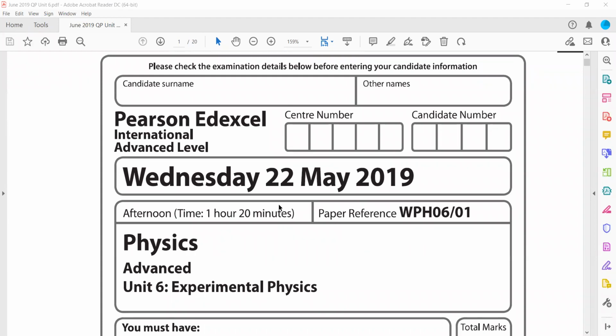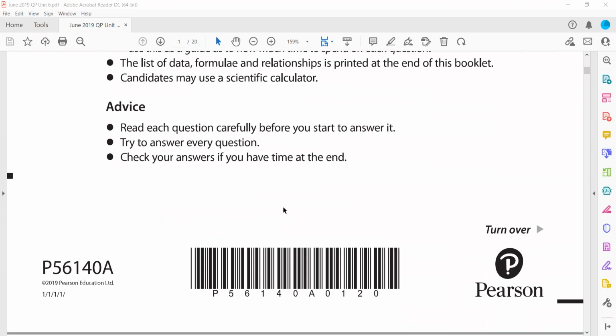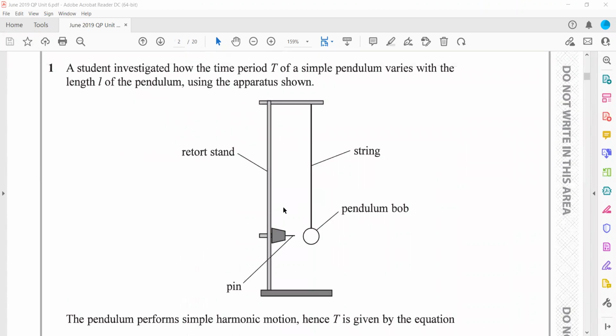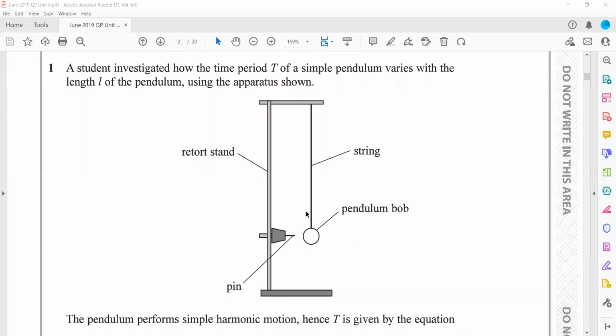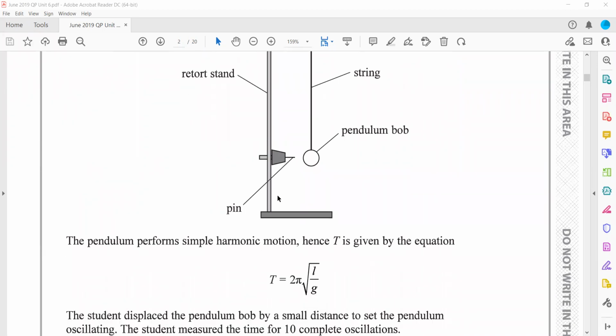In 2019, Unit 6, the student investigates how the time period of a simple pendulum varies with the length of the pendulum, using the apparatus.